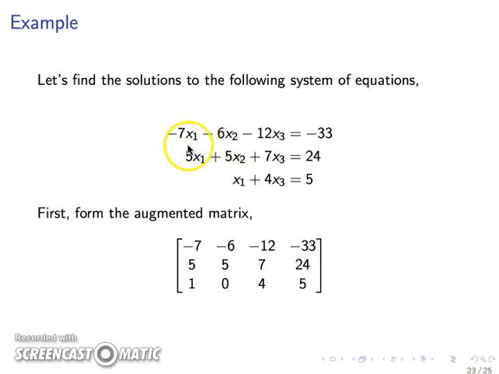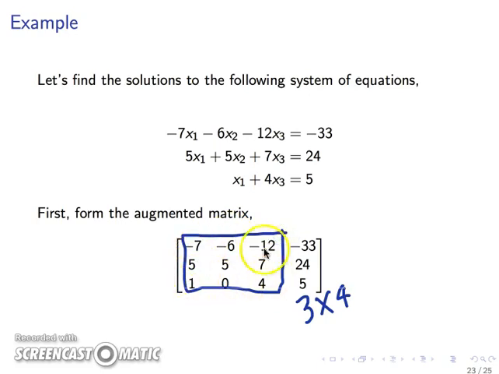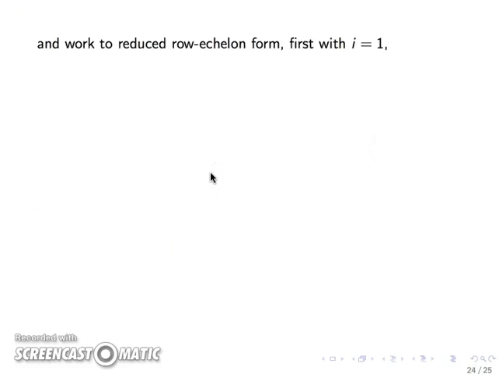So here we have a system of equations. It has three variables, three equations. We form the augmented matrix. This augmented matrix is 3 by 4, right? So this submatrix here is 3 by 3, and that precisely corresponds to the coefficient matrix of the original system. We form the augmented matrix, 3 rows, 4 columns, and now we work our way row by row.